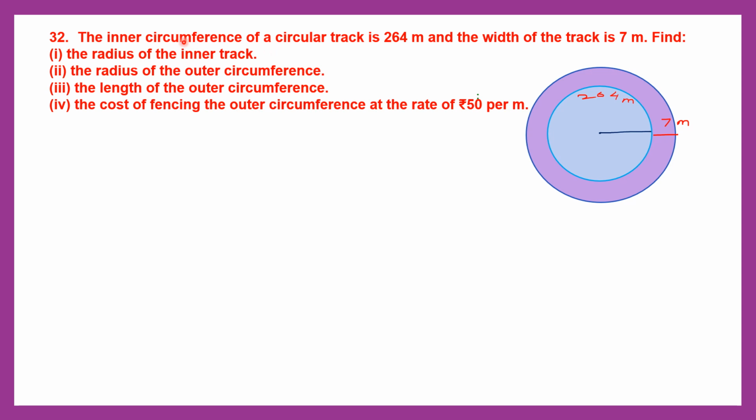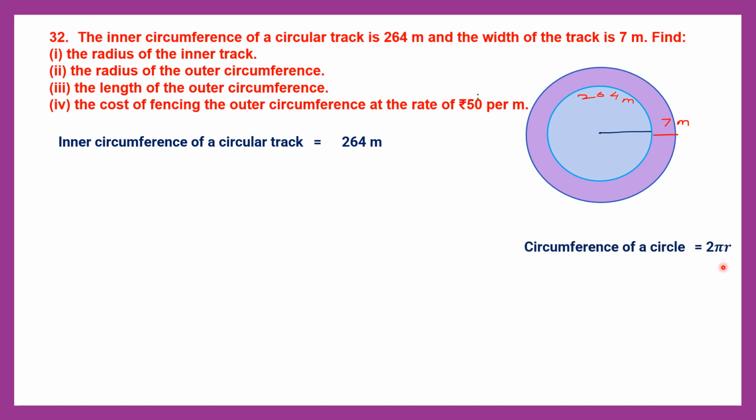So what is given to us? The inner circumference is given to us. So let's use that. The inner circumference of the track is given to us. What is the formula to find the circumference of a circle? It is 2 pi r. We can use that here to find r. We are asked to find the radius. So 2 pi r is equal to 264 meters. So we're going to find only the value of r.